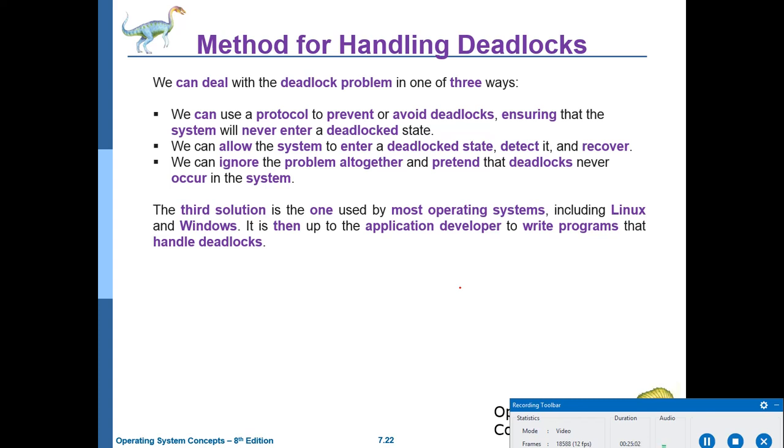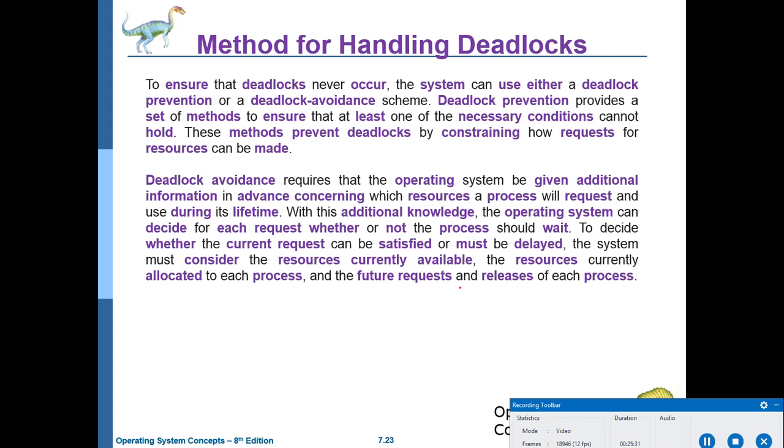This third solution is the one which is used by most operating systems, that they ignore the problem of deadlocks altogether. They pretend that deadlocks never occur in the system. This is used by Linux and Windows, and then it is up to the application developer to write a program that handles the deadlock. So application developers are embedding in their applications the methods of handling the deadlocks. So to ensure that deadlocks never occur, systems can use either deadlock prevention or deadlock avoidance. So there are two techniques: deadlock prevention or deadlock avoidance.